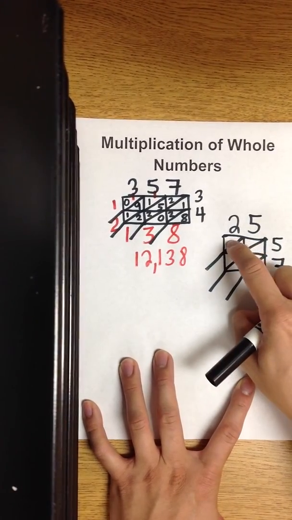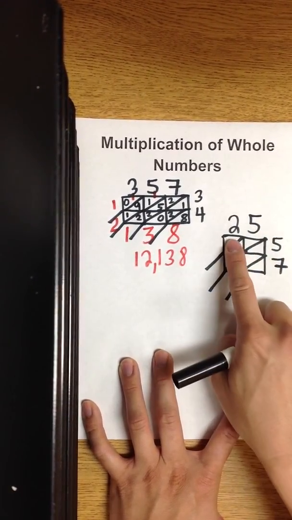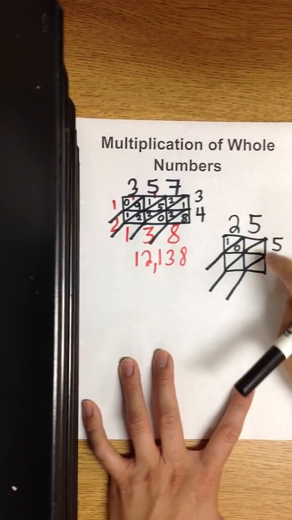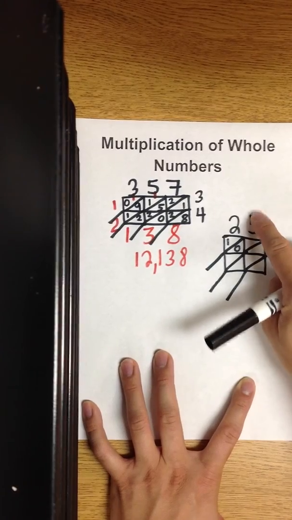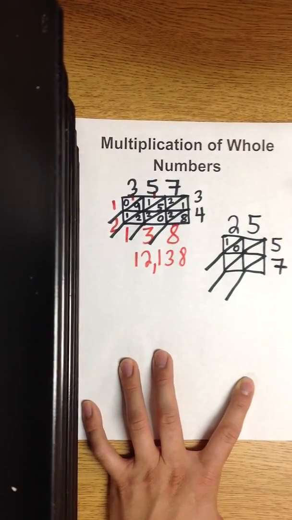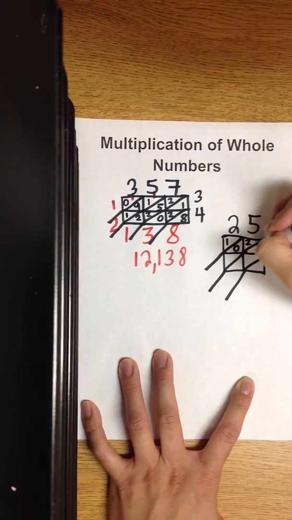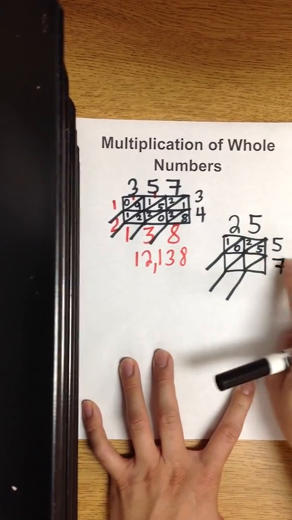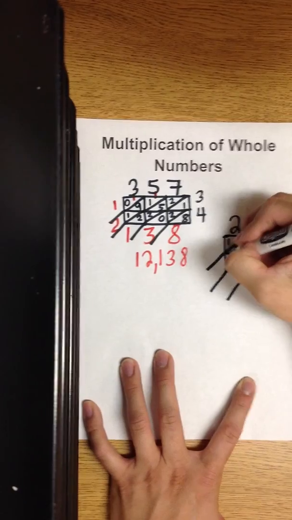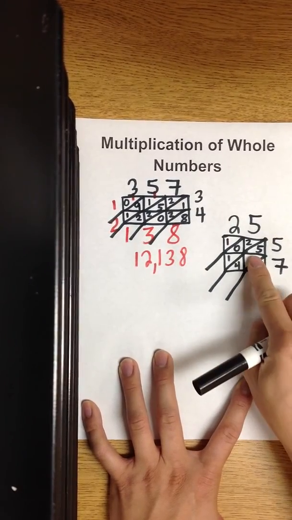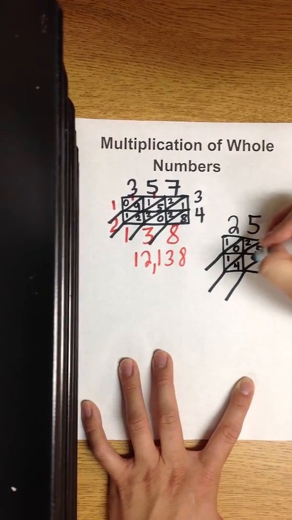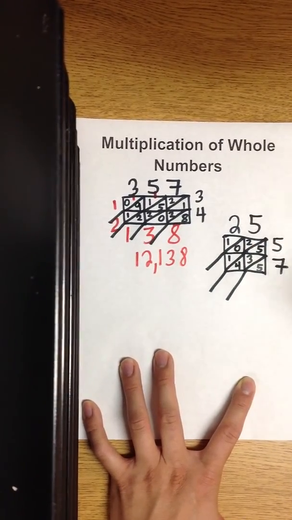So let's start with the first box. What number do you see above it? 2. What do you see to the side of it? 5. 2 times 5 is 10. Second box. What number do you see above it? 5. What do you see to the side of it? 5. 5 times 5 is 25. Third box. What do you see above it? 2. What do you see to the side of it? 7. 2 times 7 is 14. Fourth box. What do you see above it? 5. What do you see to the side of it? 7. 5 times 7 is 35.